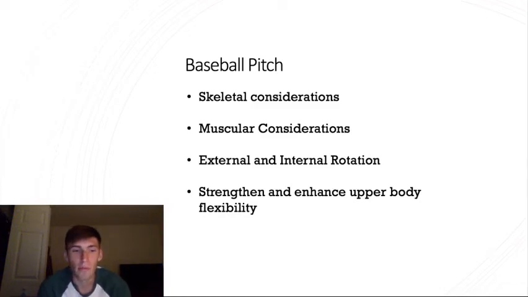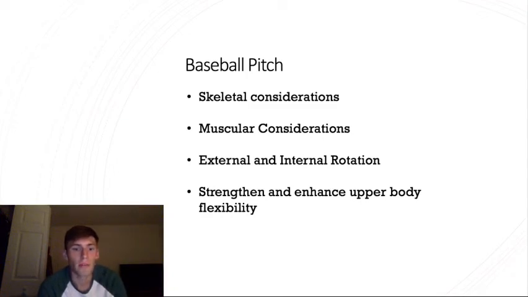In order to improve that, I would just work on my strength and flexibility in the upper body. So strengthen the rotator cuffs and the active muscles in throwing the baseball, and then increase flexibility to increase my internal and external rotation.